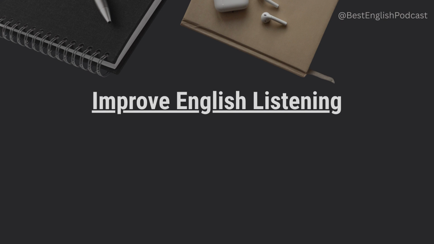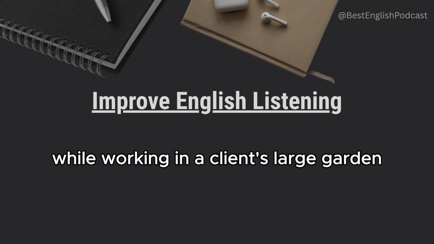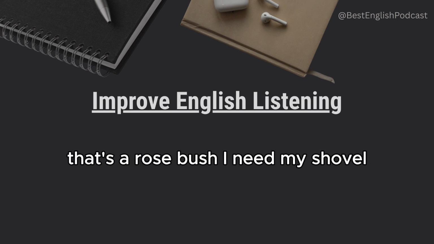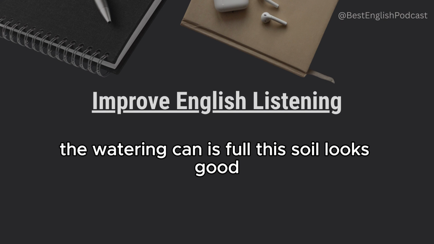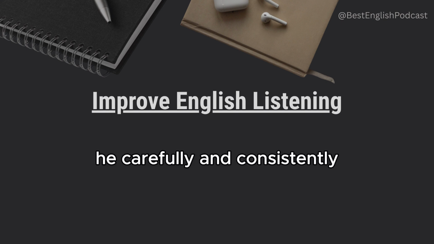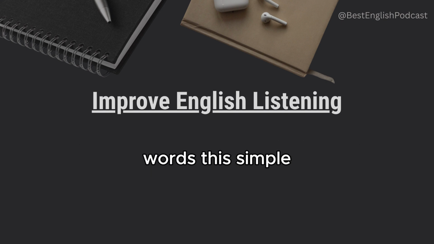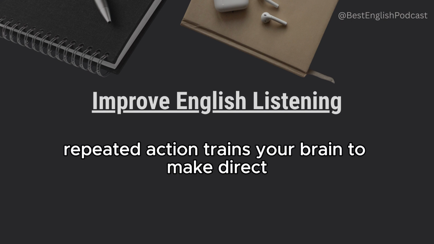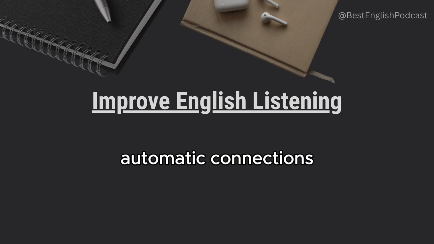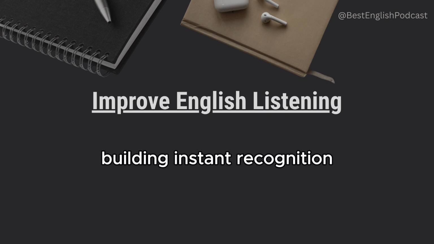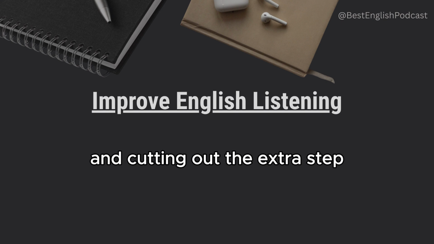Mark's practice, while working in a client's large garden, he'd quietly name everything he saw. That's a rose bush. I need my shovel. The watering can is full. This soil looks good. He carefully and consistently avoided letting his mind think of the native language words. This simple but powerful, repeated action trains your brain to make direct, automatic connections from what you see to the English word, building instant recognition and cutting out the extra step.